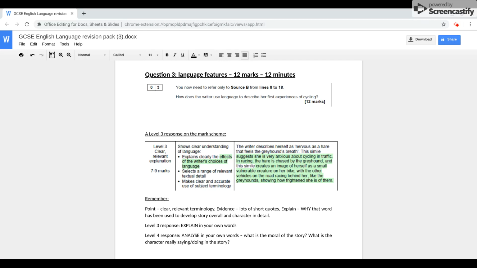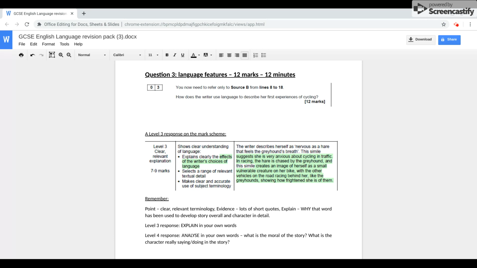Okay, so if we look at the answer here, an indicative one from the exam board for level 3, and in green we're looking at explains clearly the effects of the writer's choices of language. So the writer describes herself as nervous as a hare that feels the greyhound's breath. This simile suggests she is very anxious about cycling in traffic. In racing, the hare is chased by the greyhound, and this simile creates an image of herself as a small, vulnerable creature on her bike, with the other vehicles on the road racing behind her, like the greyhounds, showing how frightened she is of them.